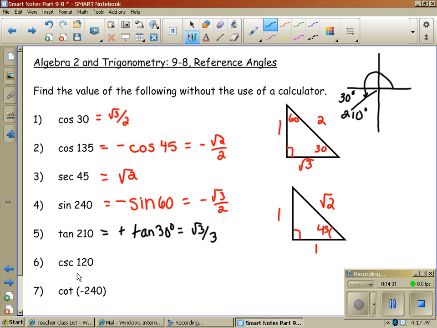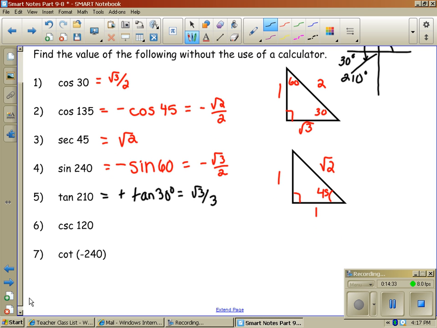Now, when we do the reciprocal functions, we're going to work with the reciprocal first. Cosecant of 120, you're going to think about which does that go with. It goes with sine. 120, what's your reference angle? 120 is here. What's your reference angle? 180 minus 120, 60. Second quadrant, positive or negative? Positive.